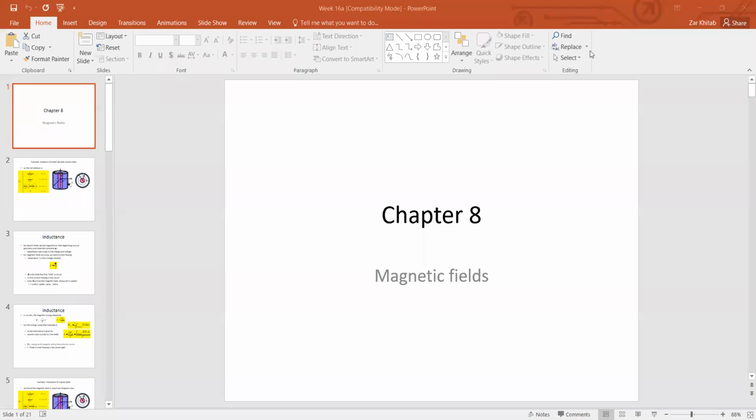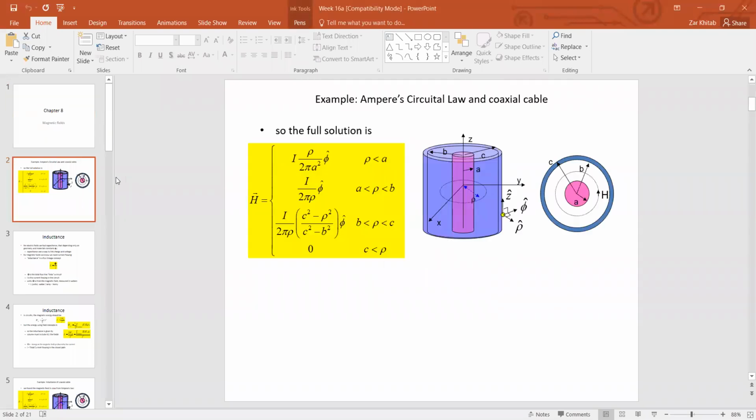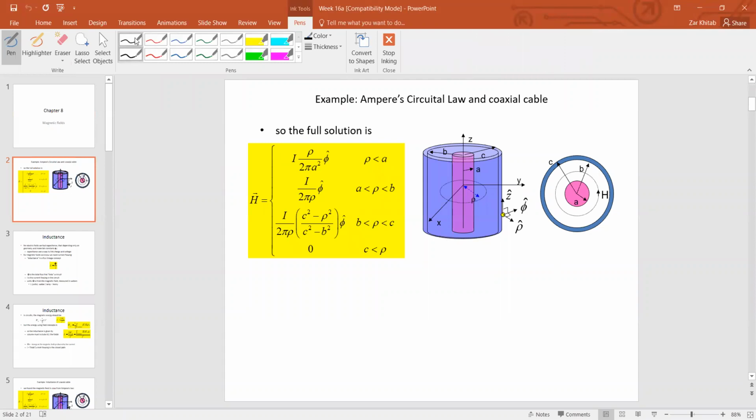We are talking about the magnetic field intensity of the coaxial cable. We found that magnetic field intensity exists if current I is flowing through the inner conductor. Magnetic field exists inside the inner conductor, and that magnetic field has this much strength.